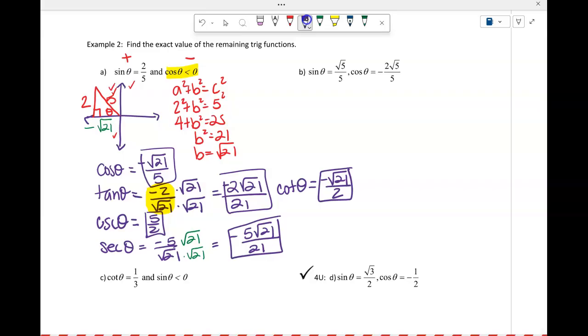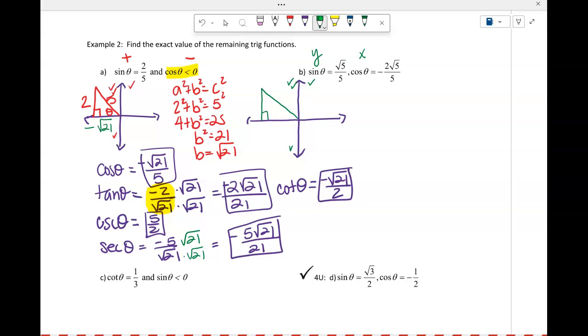So sine of theta equals radical 5 over 5, and cosine of theta is negative 2 times rad 5 over 5. So we are going to draw a coordinate plane. Remember, sine is positive in quadrant 1 and quadrant 2, because sine is y. Then cosine is negative. Cosine is x, so cosine is negative in quadrant 2 and quadrant 3. So as you can see, they meet up in quadrant number 2.